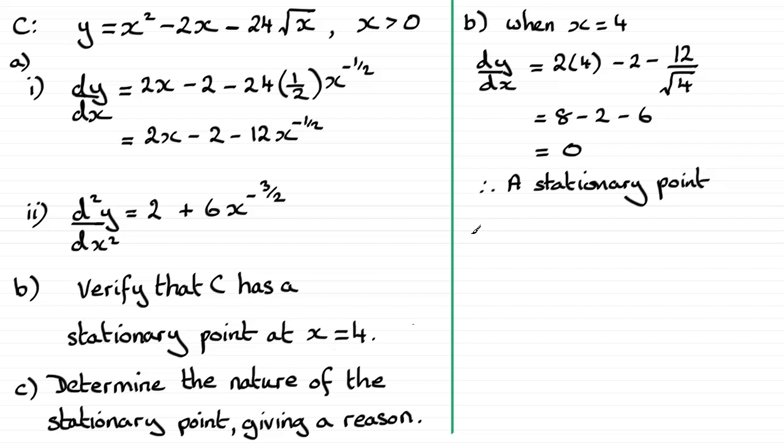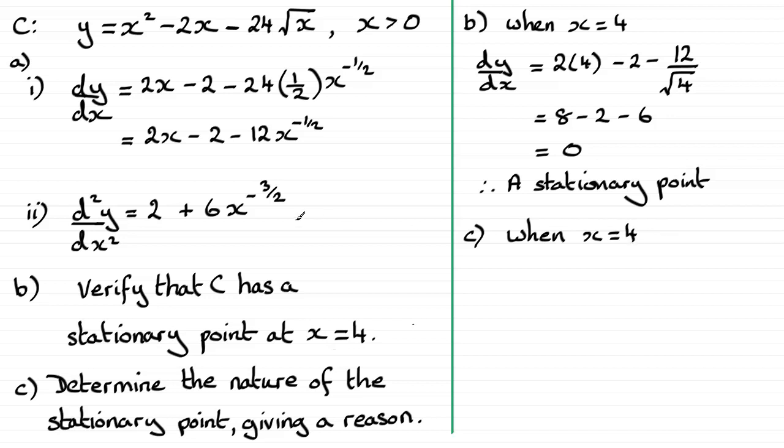Now for part C, we've got to determine the nature of the stationary point, giving a reason. Well, this is easy because we've already been asked to find d2y by dx squared. We've just got to substitute x equals 4 into there and check out what sign we get.